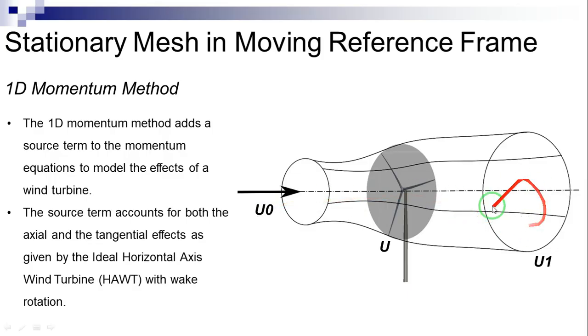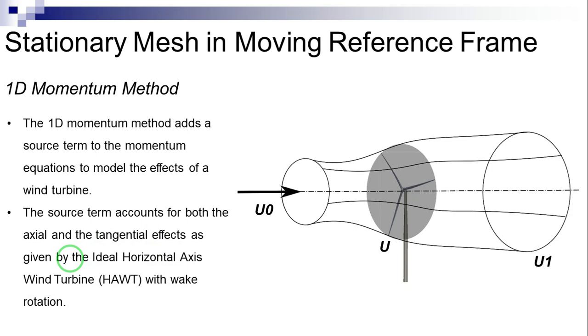The 1D momentum method adds a source term to the momentum equations to model the effects of a wind turbine. The source term accounts for both the axial and the tangential effects as given by the ideal horizontal axis wind turbine with wake rotation. When wake rotation is included in the analysis, the induced velocity at the rotor consists of an axial component a and a tangential component a prime acting in the rotor plane.